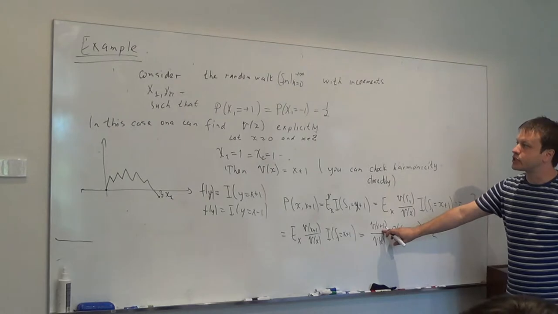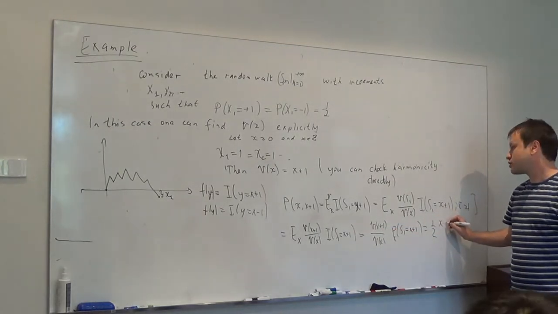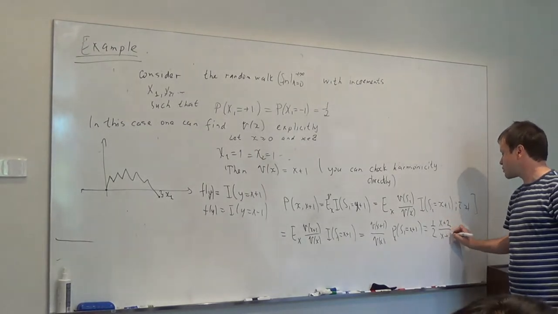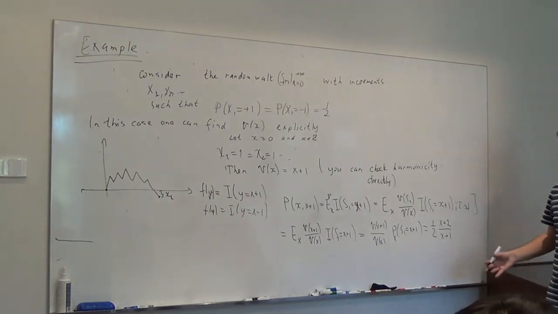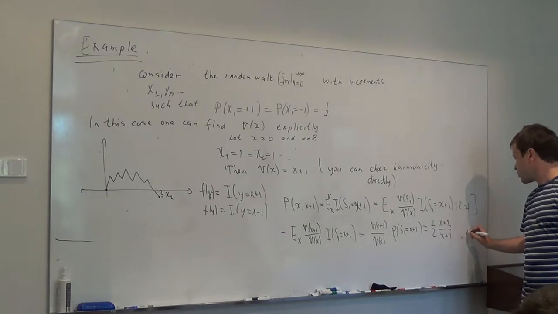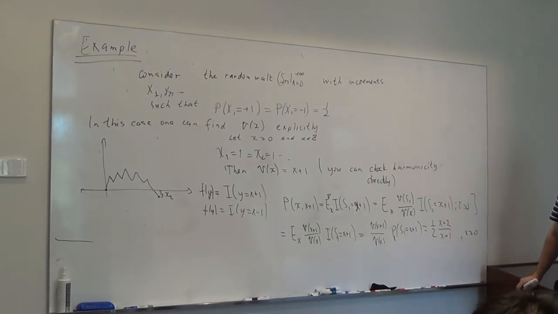Here I will get x plus 2 divided by x plus 1. Okay, and now, for x, this is always true for x greater than or equal to 0.